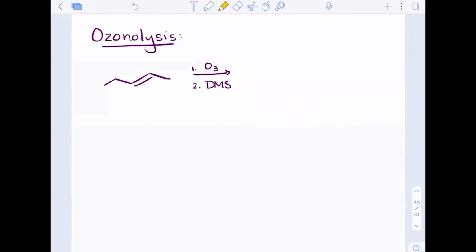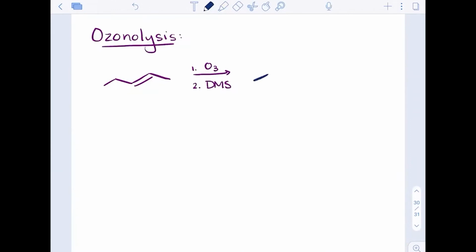Last reaction is ozonolysis. I know we've moved really fast on these last couple ones, but that's because for these last ones we don't have too much of a mechanism. It's more of a reagents and a predict the product style question. For ozonolysis, what's really important to note is that ozone, O3, is highly reactive and it breaks not only the pi bond, but also the sigma bond in these reactions.